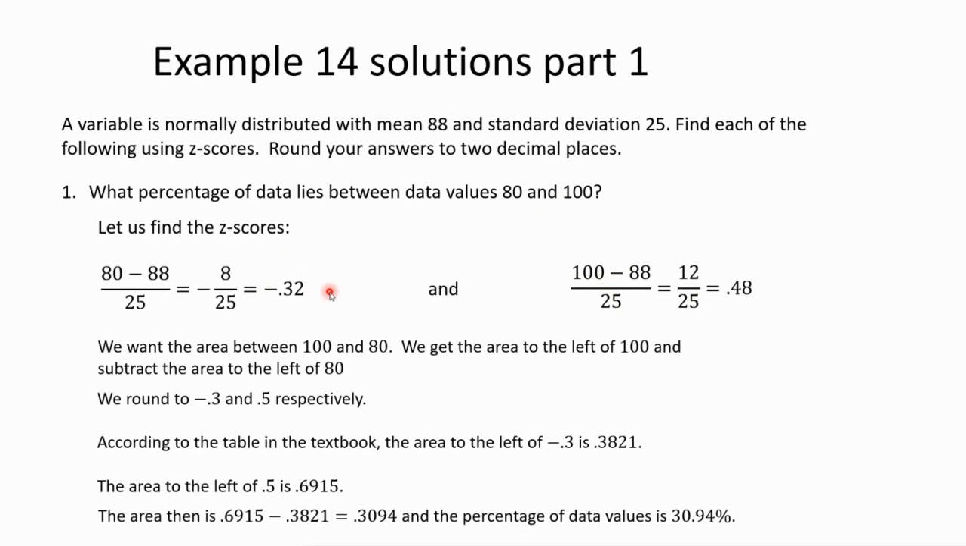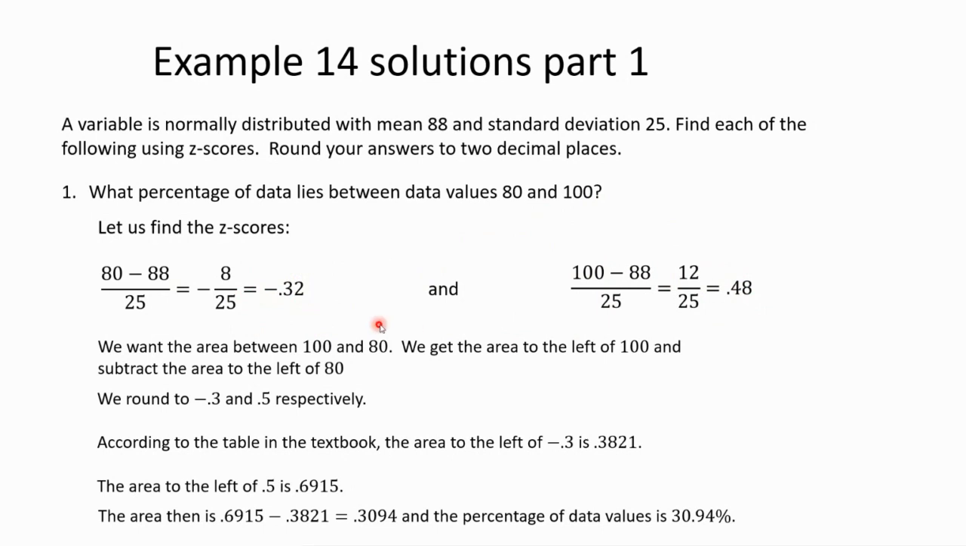Now we want the area between 80 and 100, right? These are the z-scores. So we want the area to the left of 80, which is the same as the area under the standard normal distribution to the left of negative 0.32. We also get the area to the left of 100, which equals the area under the standard normal distribution to the left of 0.48. And then we subtract. So in other words, we have to get the area to the left of negative 0.32, the area to the left of 0.48, and subtract.